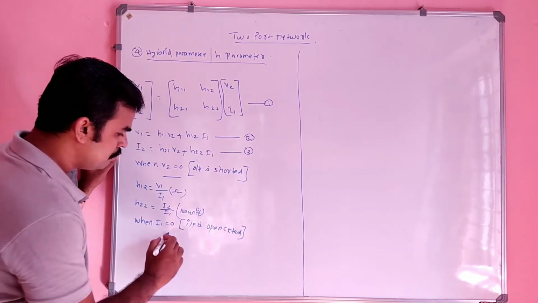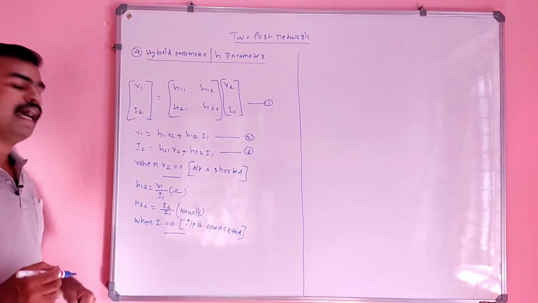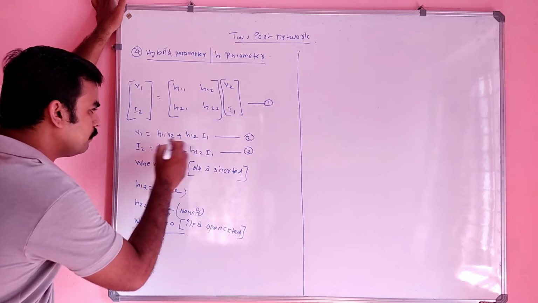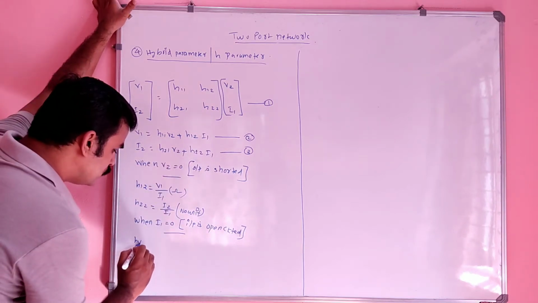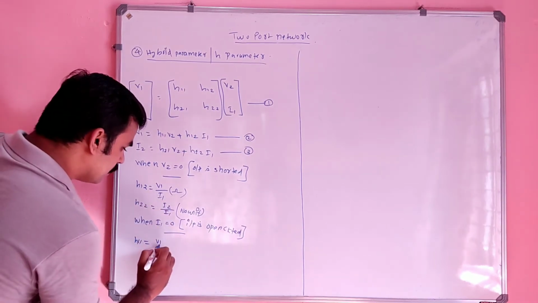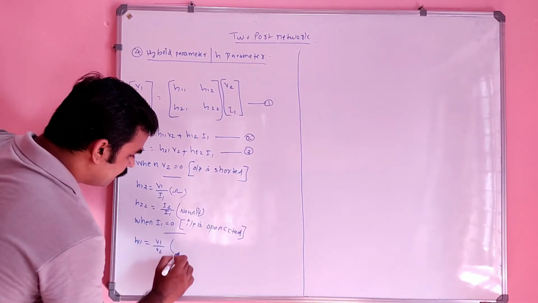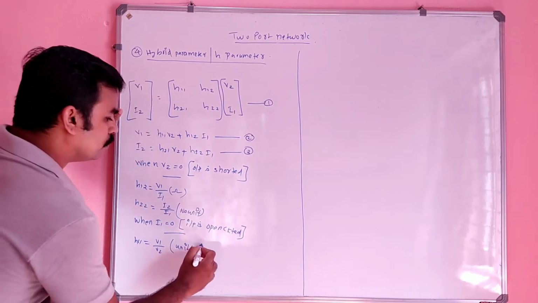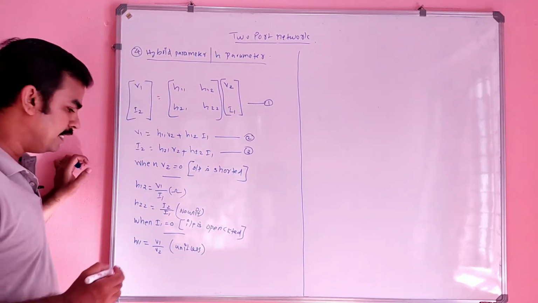Correct or wrong, beta? Input open circuit is called the I1 equal to 0 condition, right? So when I1 equals 0, what happens in this equation? We will have H11 equal to beta, H11 equal to V1 by V2, correct or wrong? And which is also unitless, correct? Or no unit, right?